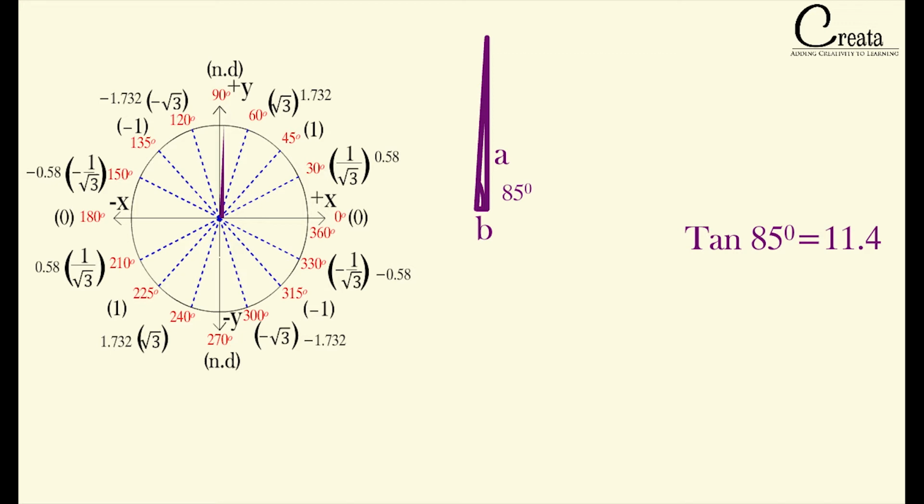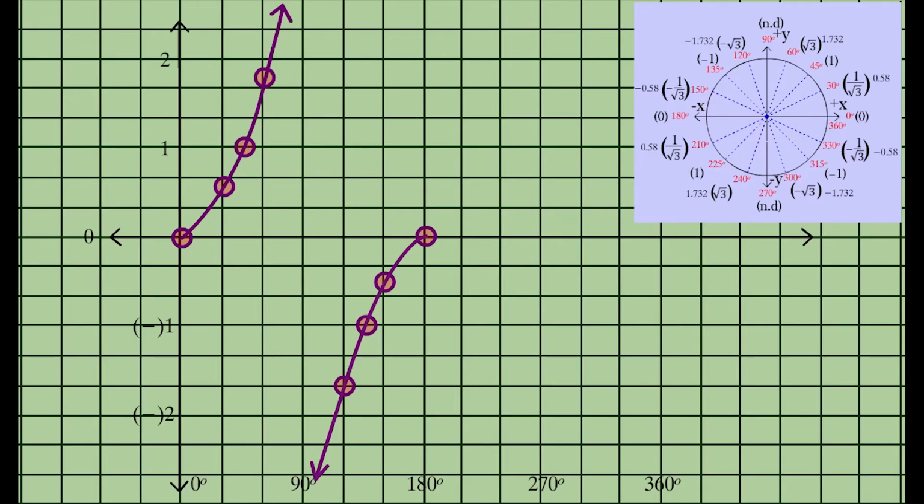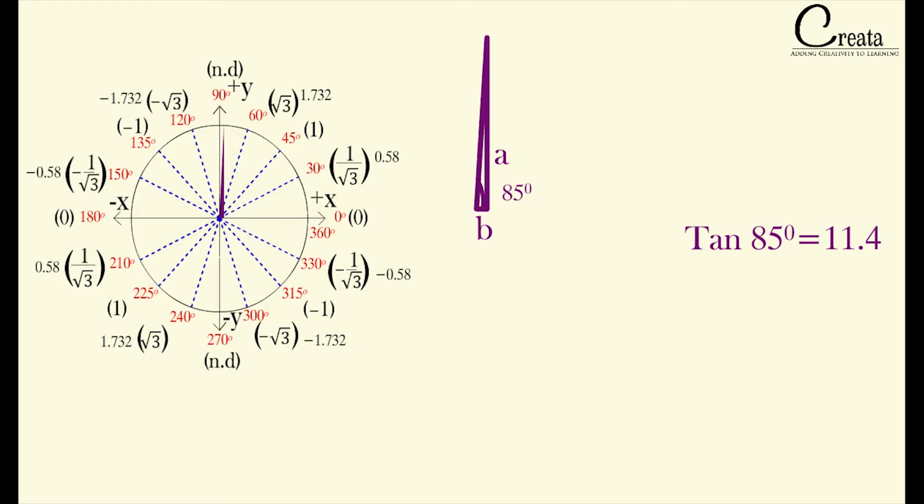This exponential rise you can also observe in our graph. See this portion, it is rising exponentially here. Let's get back to the angles. Let's further increase the angle. We will try to reach at 90 degree. Say tan 86 degree, it is 14.3. Tan 89 degree, it is 57.23.